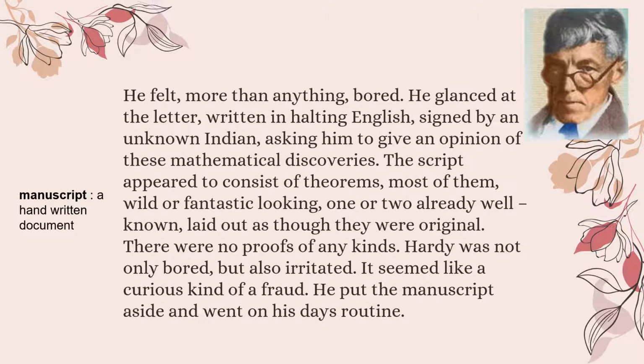Manuscript is basically a handwritten document. In those scripts, there were different types of mathematical theorems. He also found that 1-2 theorems had already been put out before this Indian could find out about them. So he thought that this Indian is some kind of a fraud who has written to him along with this theorem. Now he was not only bored looking at that manuscript, but he also got very irritated.